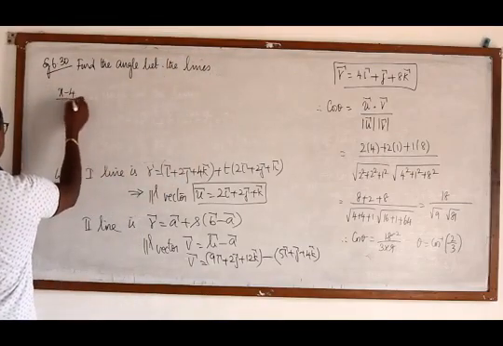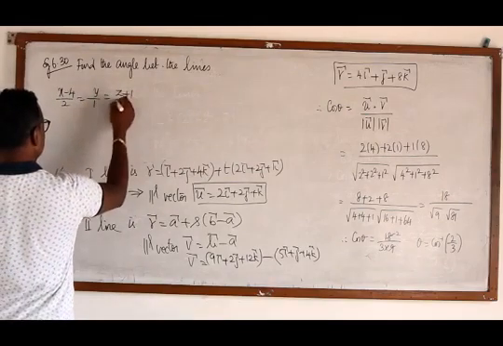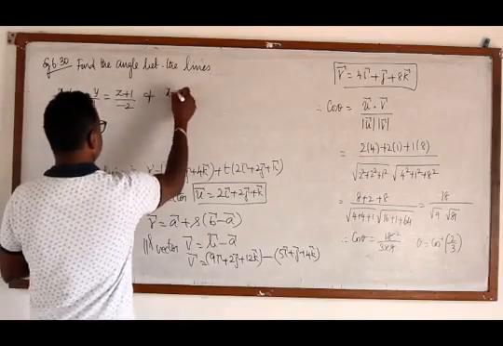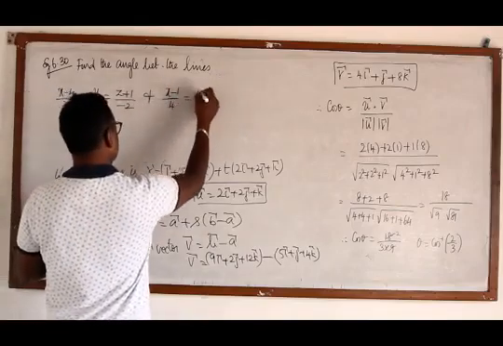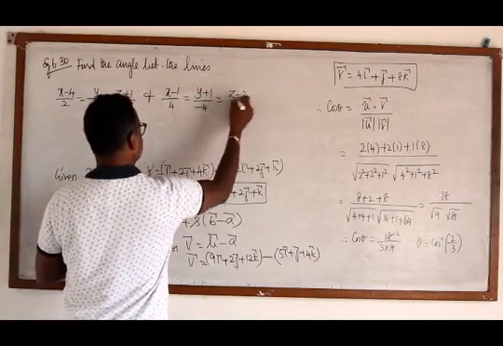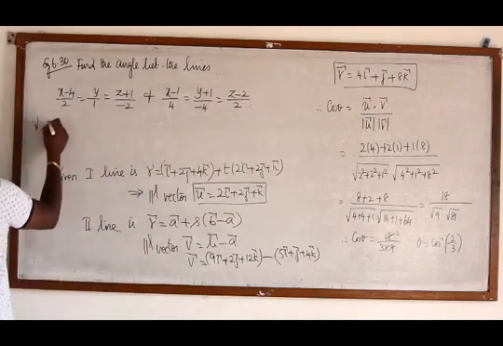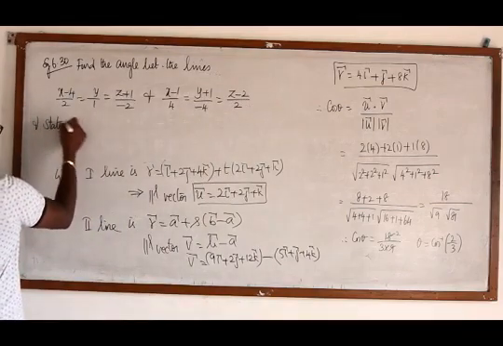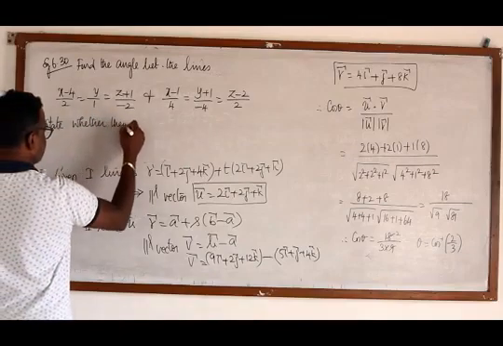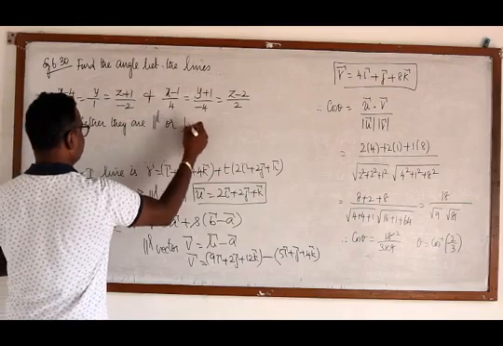Find the angle between the lines (x minus 4)/2 = (y minus 1)/1 = (z plus 1)/(minus 2), and (x minus 1)/4 = (y plus 1)/(minus 4) = (z minus 2)/2, and state whether they are parallel or perpendicular.